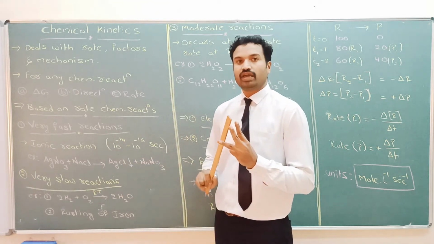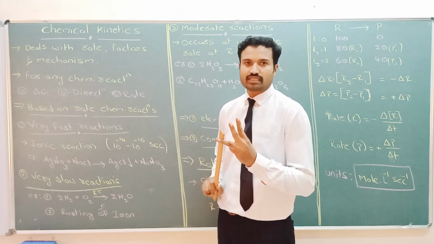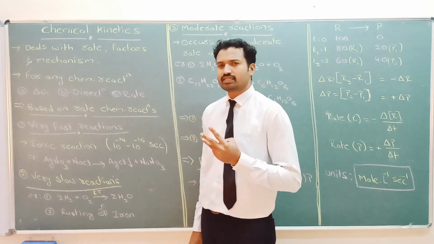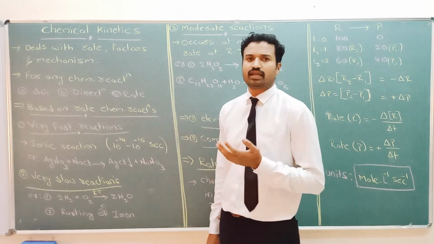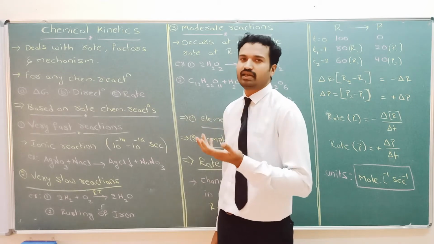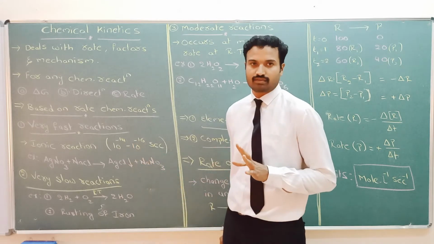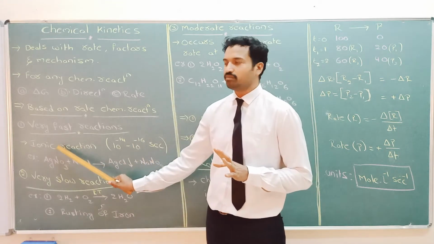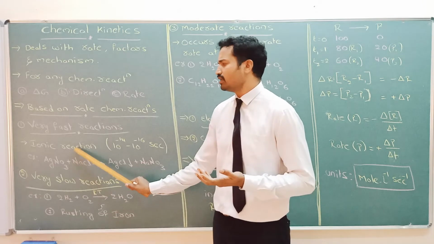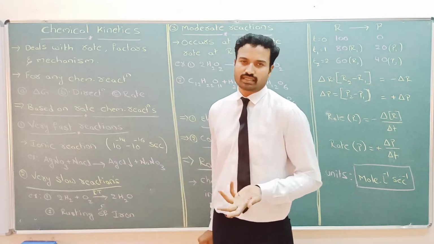First one, very fast reactions. Very fast reactions are reactions which take place very fast. The time taken to complete the reaction is around 10 to the power of minus 14 to 10 to the power of minus 16 seconds. Examples of these reactions are ionic reactions. Ionic reactions are examples of very fast reactions.